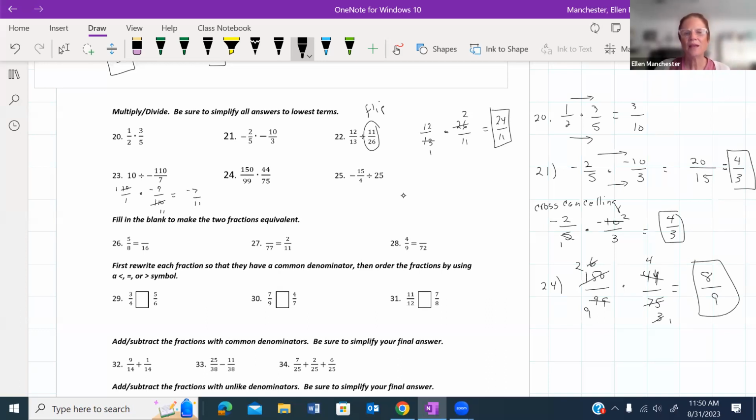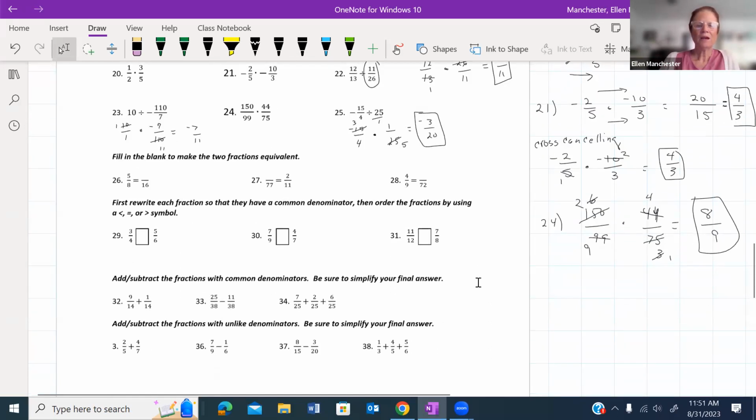Okay. And then the last one, again, 25 is a whole number. So I'm going to write it as 25 over 1. So the first one stays the same. I multiply and I flip the second one. So I have negative 15 over 4 times 1 over 25. Okay. And then I'm going to cross cancel. So 5 goes into 15 3 times, 5 into 25 5 times, and now I multiply straight across. So I get a negative 3 over 20. So be aware of the signs because you will always have integers thrown in at you.